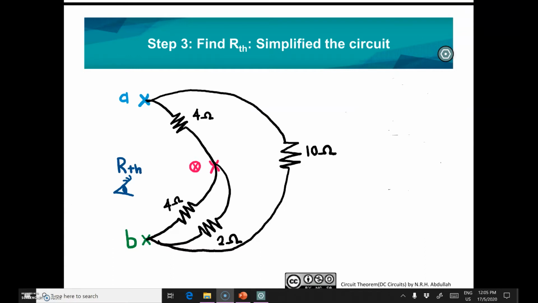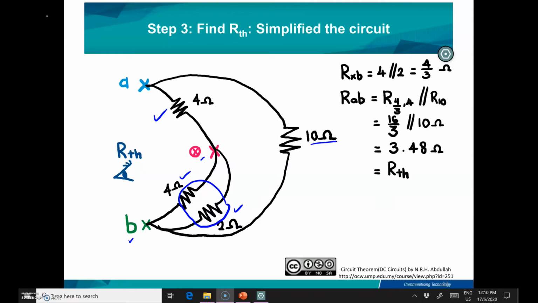After you redraw it, this is the simplified circuit, and then you can see that some of the resistors are in parallel and some are in series. So in order to solve the circuit, you have to use the series and parallel method. As we can see, the 4 ohm and the 2 ohm are in parallel because they share the same nodes, which are node X and node B. Resistors that share the same nodes are in parallel. After you parallel these resistors, the result will become series with the 4 ohm. Then after you determine the series resistance, it will be in parallel with the 10 ohm resistor.